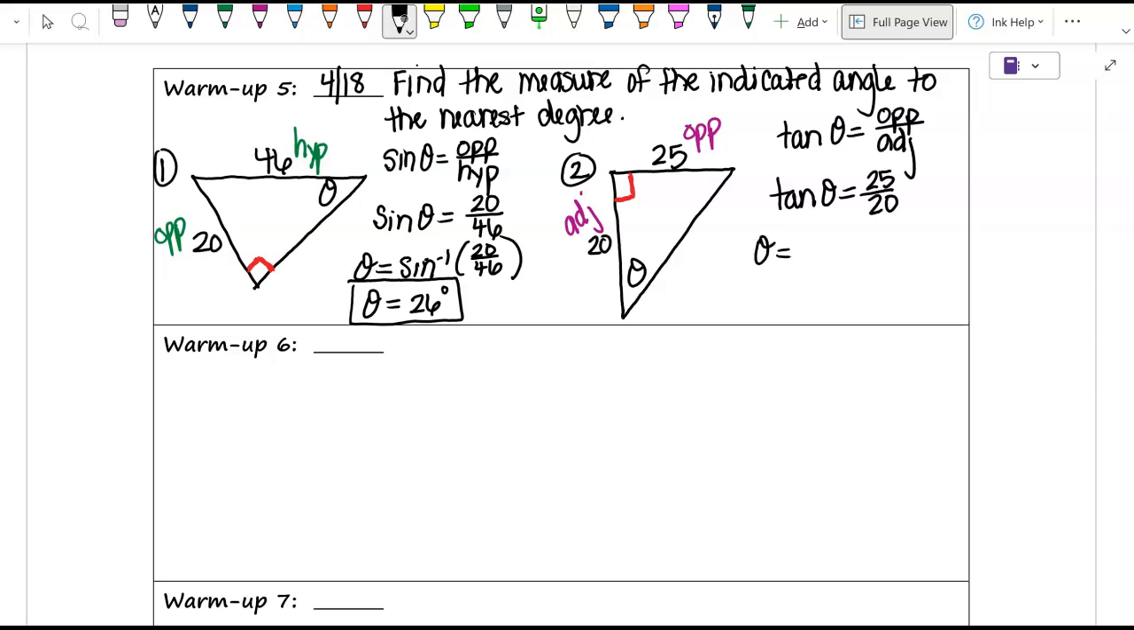So here theta is going to equal the inverse tangent of 25 divided by 20. So what is the measure of this angle rounded to the nearest degree? 51 degrees. So again, there's a lot of information we have to know here. We've got to be able to analyze. We have to know the parts of our right triangle. So we're going to go back to yesterday's notes and continue working on these problems.